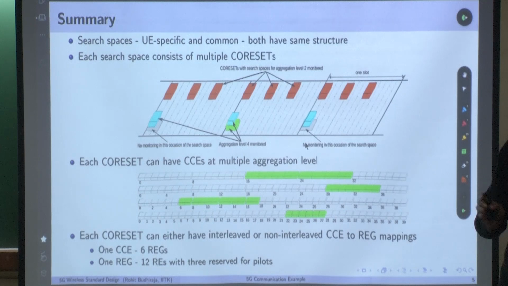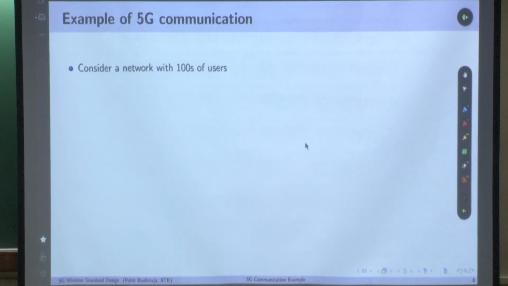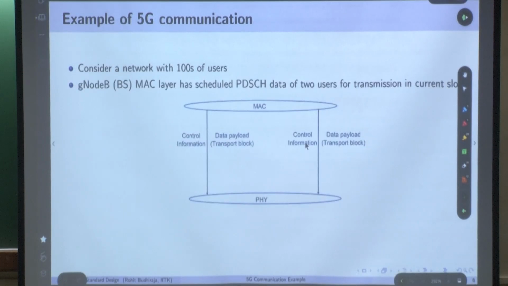And in order to put everything together, I'm going to take one example so that the big picture is clear in our mind. Consider a network with hundreds of users. Out of these hundreds of users, the base station MAC has scheduled data for 2 users for transmission in the current slot. So that's the requirement. Data for 2 users is going to come from MAC to PHY, and what is the information? The transport block and the DCI for these 2 users. We understand that now, and we begin from there.